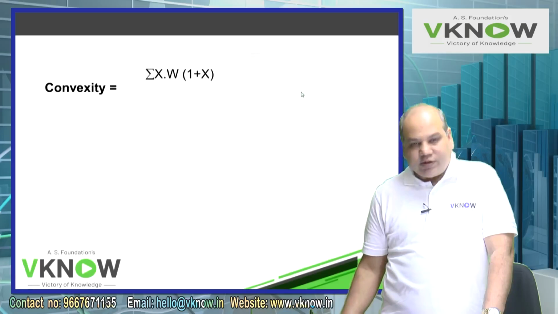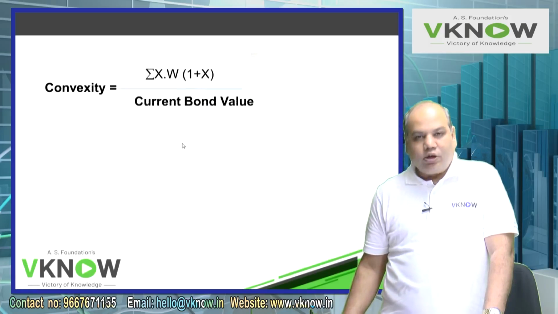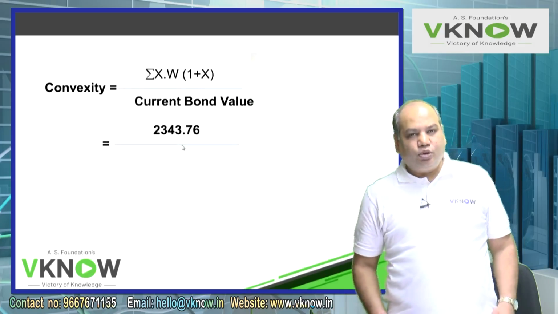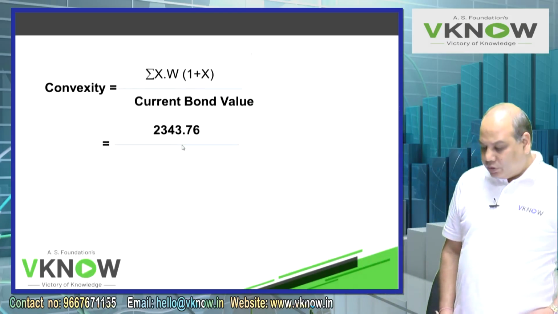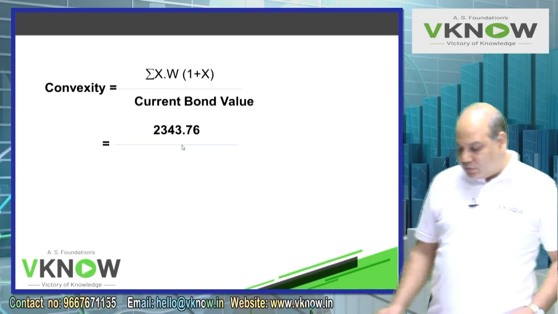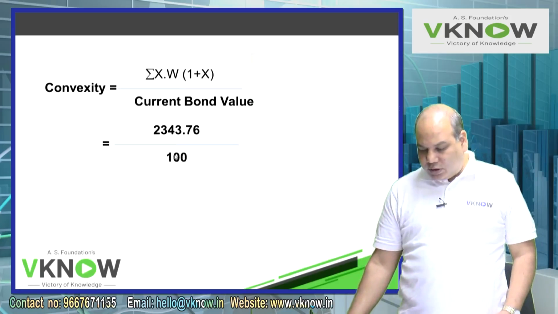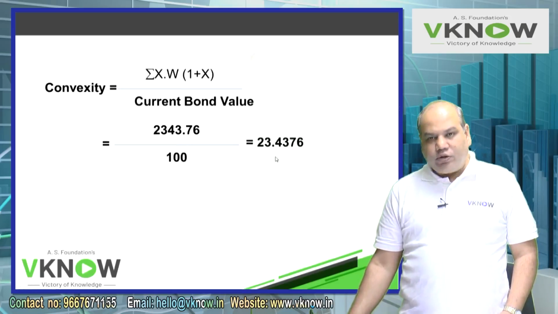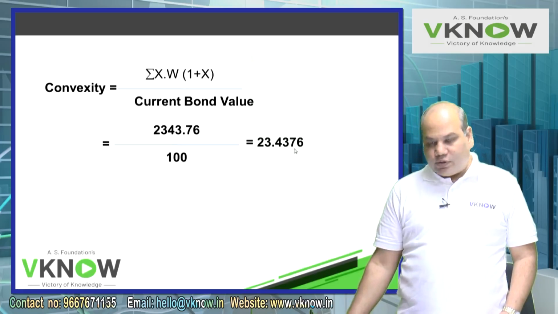Then write down convexity. Summation x into w into 1 plus x upon current bond value. Go to the last column of the table. Total of the last column of the table, 2343.76 divided by 100, the current bond value. So that is 23.4376.